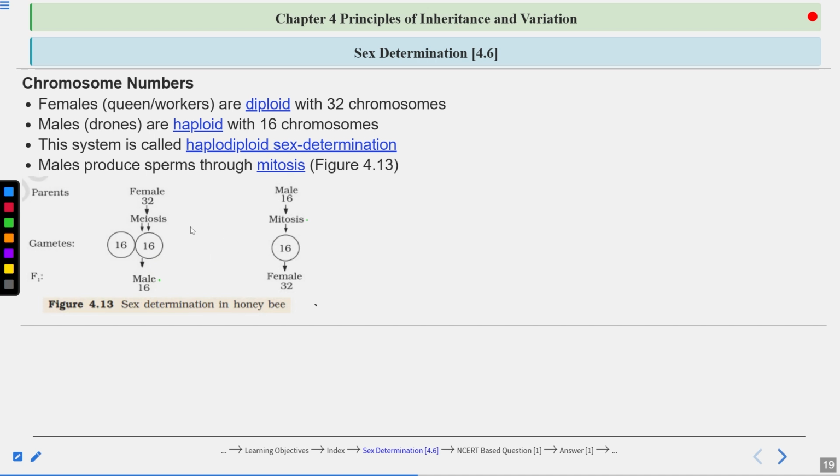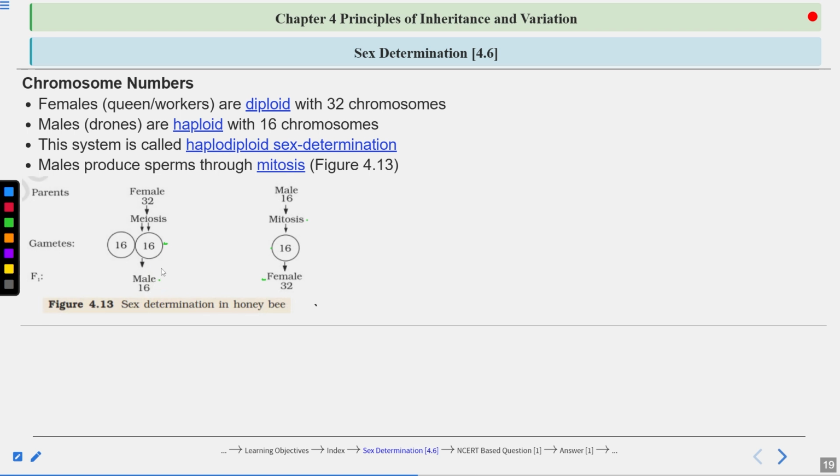Now you can see females develop after fertilization. Clear? So this is the egg. This egg is fertilized by the sperm. And after fertilization, females are developed. And this female will have 32 chromosomes. Okay. So half of the chromosomes came from the male gamete, half of the chromosomes came from the female gamete, and in the zygote there will be 32 chromosomes now. So if there are 32 chromosomes, it will develop into a female. If there are 16 chromosomes, it will develop into a male.